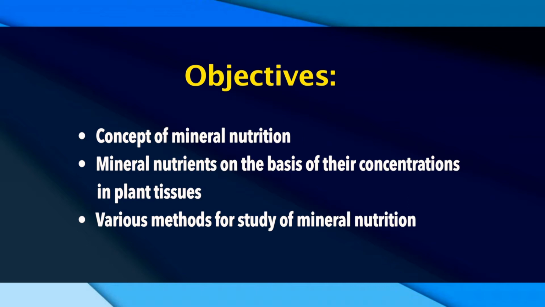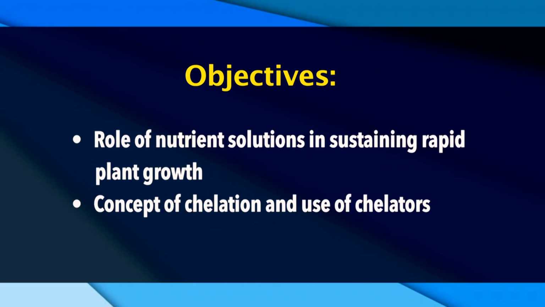nutrition. Number 2, to categorize the mineral nutrients on the basis of their concentrations in plant tissues. Number 3, to describe various methods for the study of mineral nutrition. Number 4, to understand the role of nutrient solutions in sustaining rapid plant growth. And number 5, to know about the concept of chelation and the use of chelators.